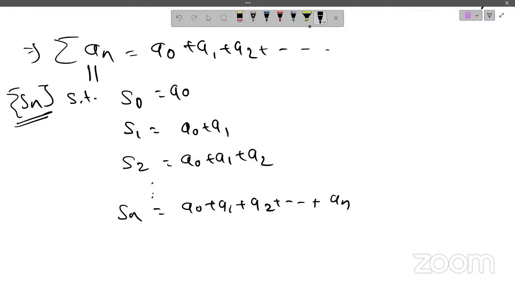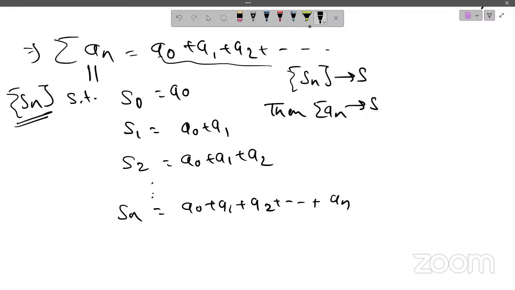Now if your Sn converges to S, then the summation of an will also converge to S. It's like a sequence of partial sums of the series, same topic. So if in the assignment you are given a series, try to break it down into this sequence and then try to find where the limit goes. You're getting my point?